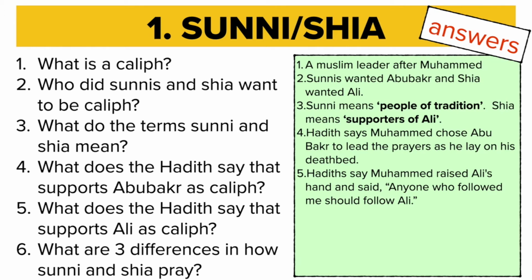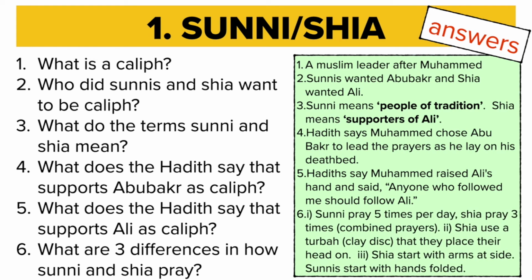The last question then, 3 differences in how Sunni and Shia pray. Here are some ideas. Maybe you had other things, but here are some ideas of what you could include. Could have talked about the amount of times per day Sunni and Shia pray. So Sunnis pray 5 times per day, Shia pray 3. However, it's interesting to note that they do the same prayers. So Shia do 5 prayers, they just have some of them combined. So they do 3 different times per day, whereas Sunnis do it 5 different times per day.